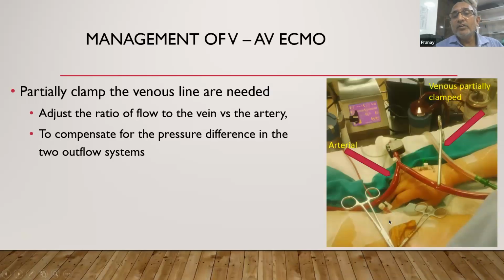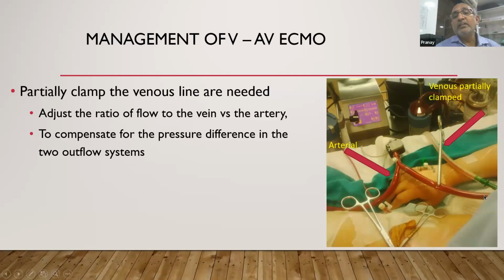So what you require is a Y connector here. Can you see the Y connector here? This is the Y connector you require in a return line, so that you can give blood partly to the artery and partly to the vein. Now, as there's less resistance in the vein, by default most of the blood will go to the venous system.